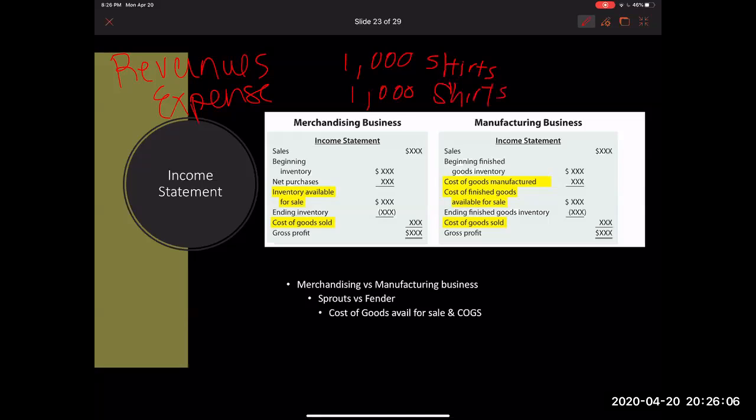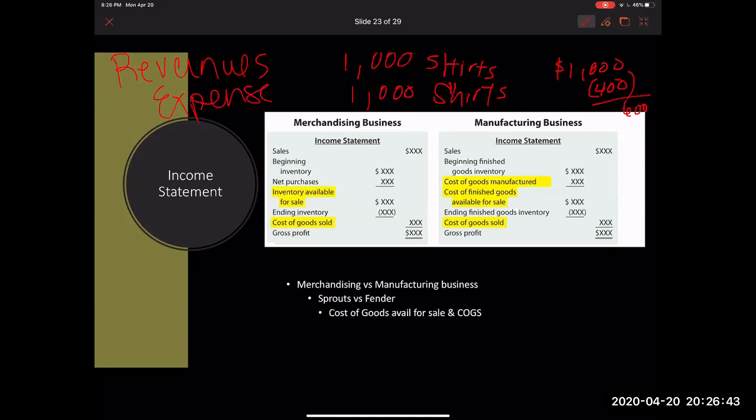So maybe my revenue for selling those 1,000 shirts was, say, you sold them at a dollar each. Let's say that was $1,000. Now maybe because you have buying power, the expense or the cost associated with selling those 1,000 shirts was maybe $400 because you bought it wholesale, right? So therefore, your gross profit would be $600.